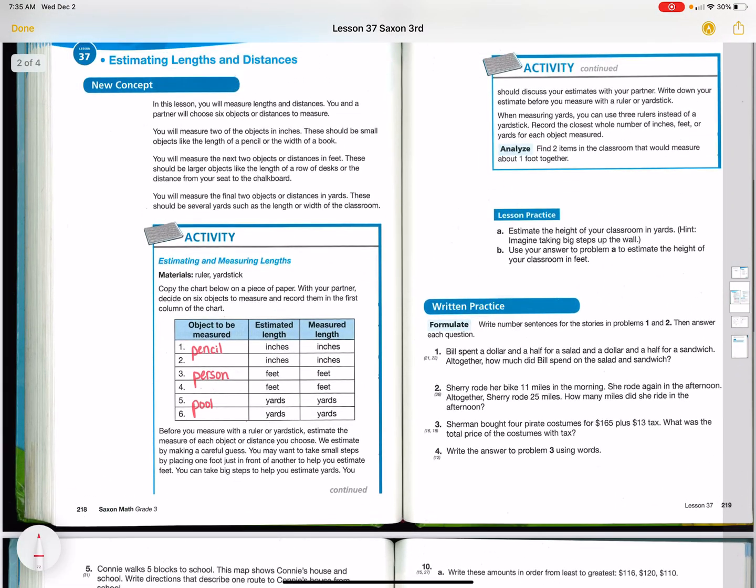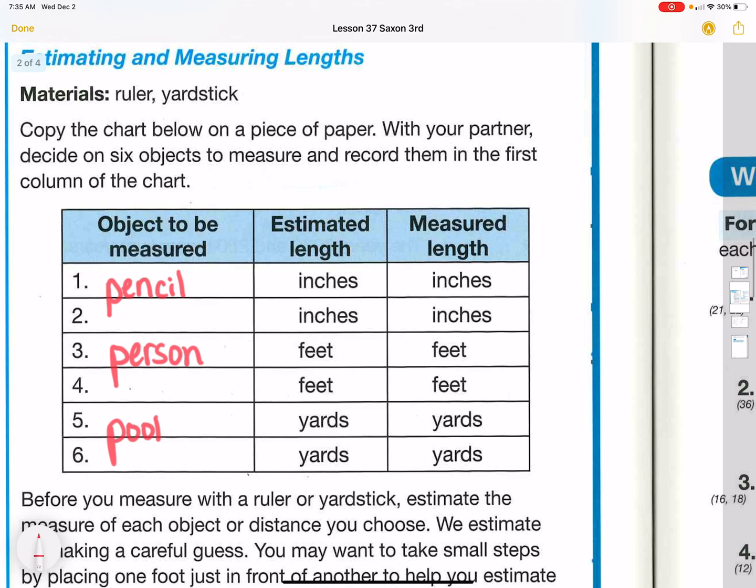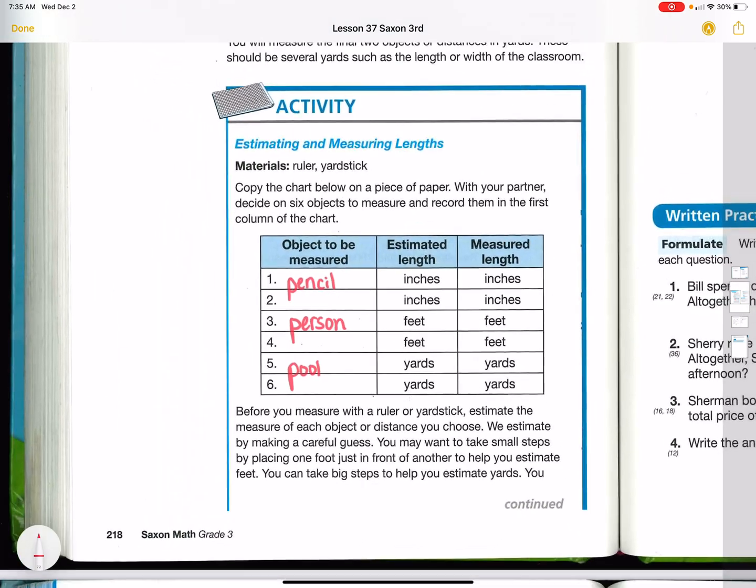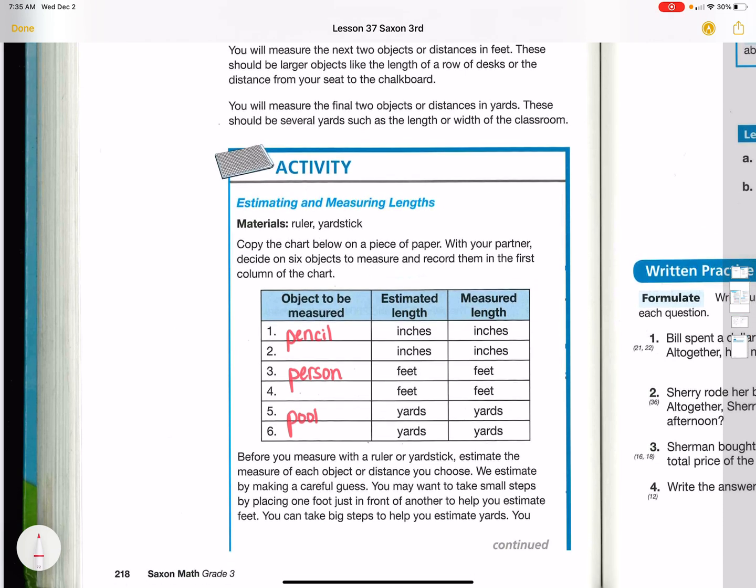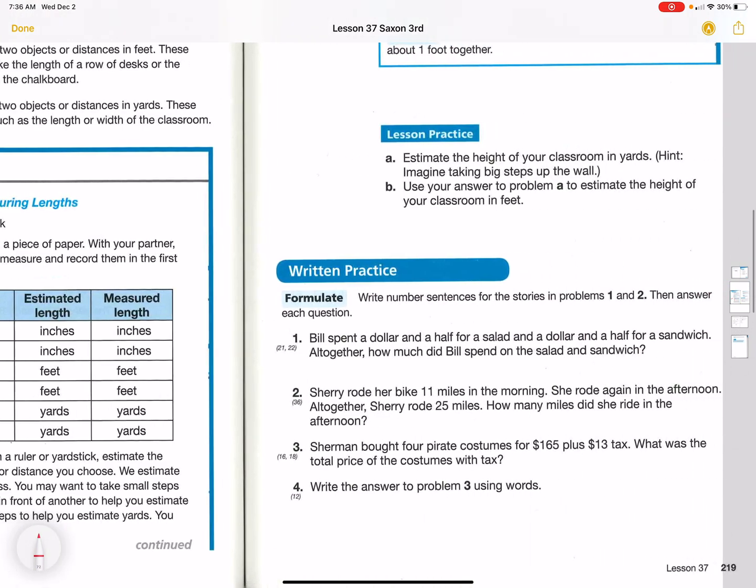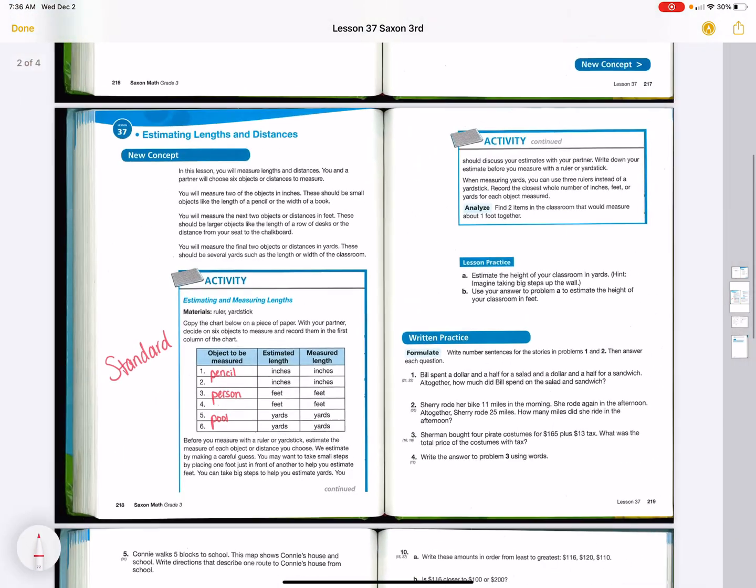If you have any other answers to these, feel free to email them to me, but just know that the smallest is inches, next is feet, and then is yards. And this, remember, is all in the standard system and not the metric system like we talked about the other day.